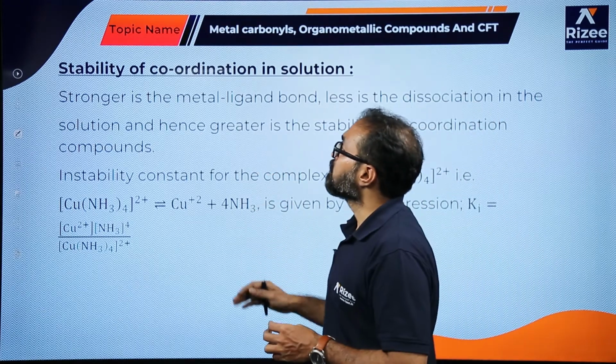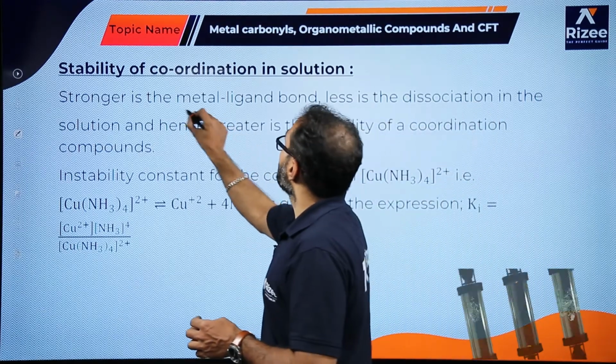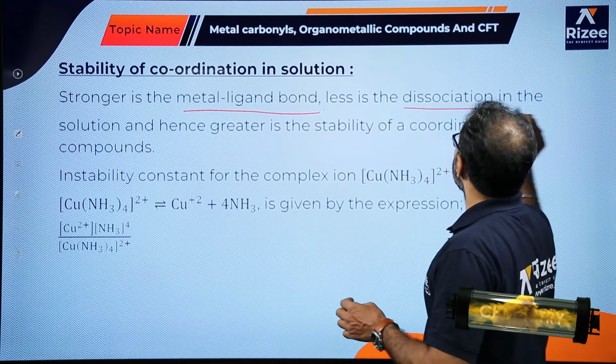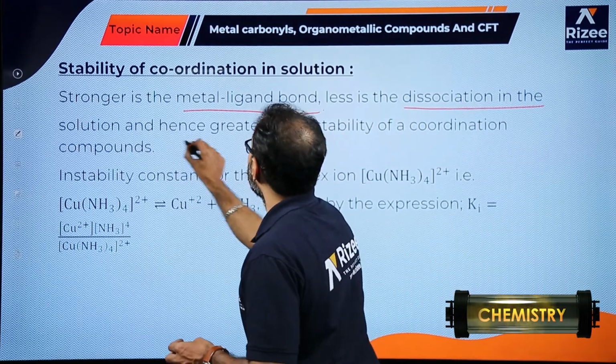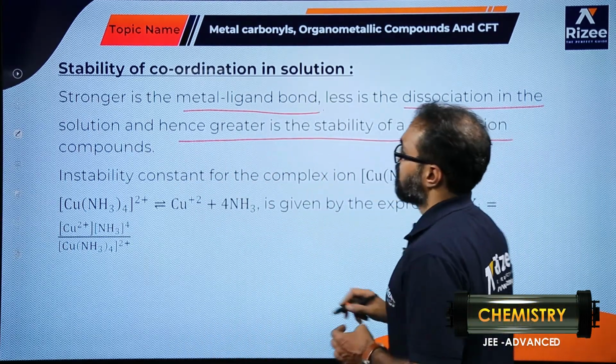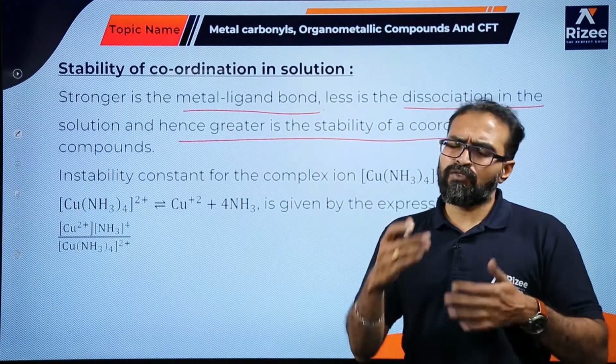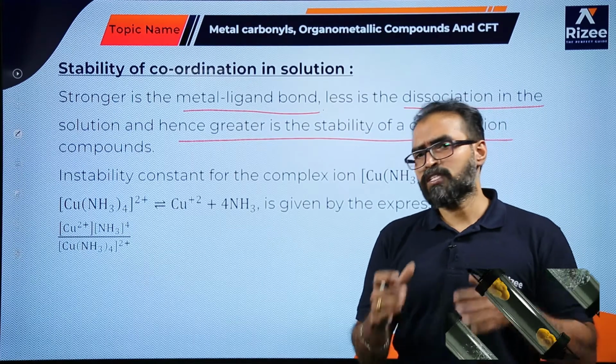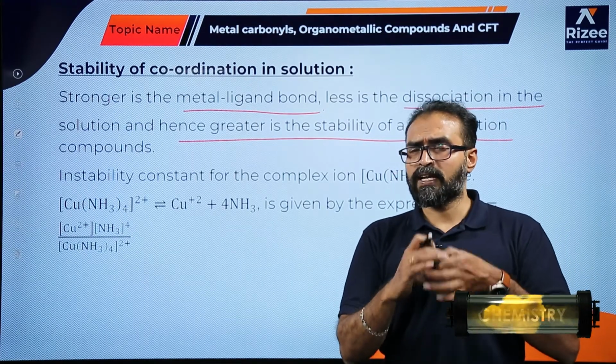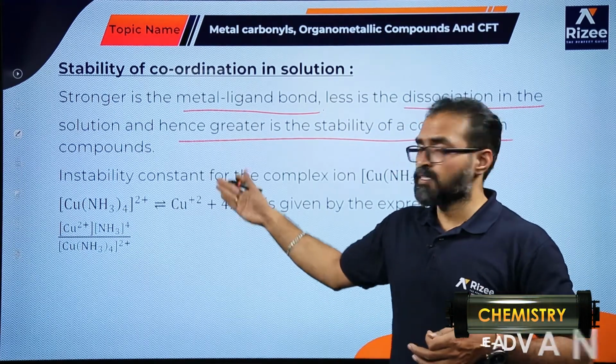Now see this, the stronger the metal ligand bond, the less the dissociation in the solution, and hence the greater the stability of the coordination compounds. If the bond between the metal and ligand is stronger, there are various factors which we are going to discuss. What are the various factors which affect the strength of the metal ligand bond? We will discuss it.